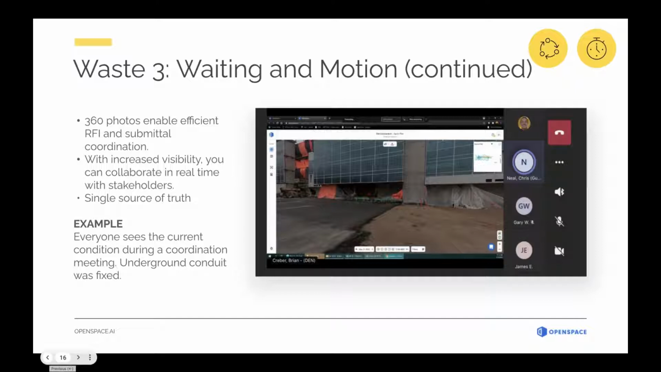There's a question about some electrical conduit that was broken and needed to be fixed, and everybody sitting there had about half a dozen different opinions. So we brought up OpenSpace and were able to see right here in this picture that the conduit was fixed and backfilled. So we walked out of that meeting with consensus on what the current status was.